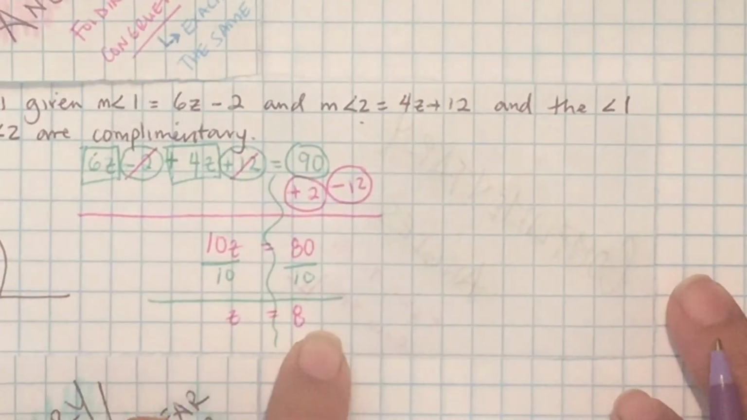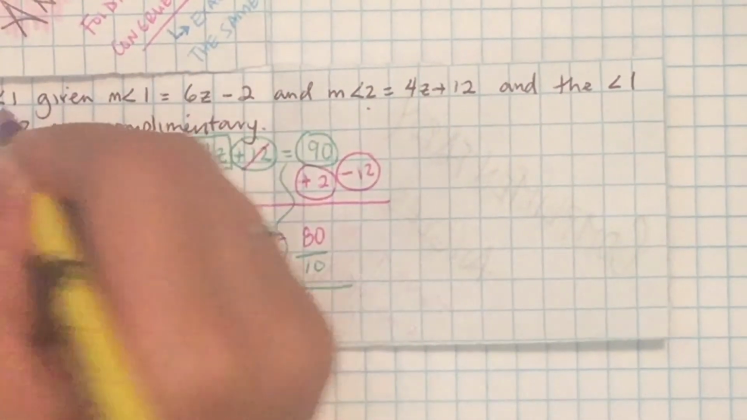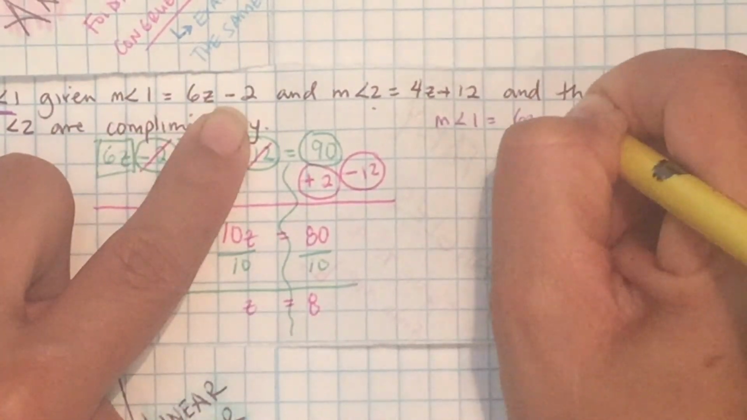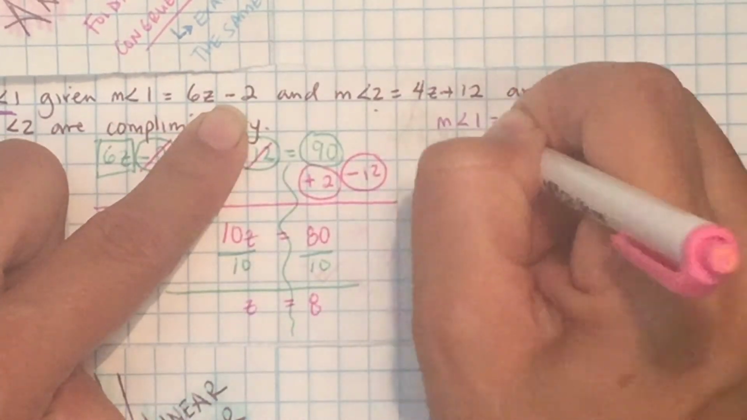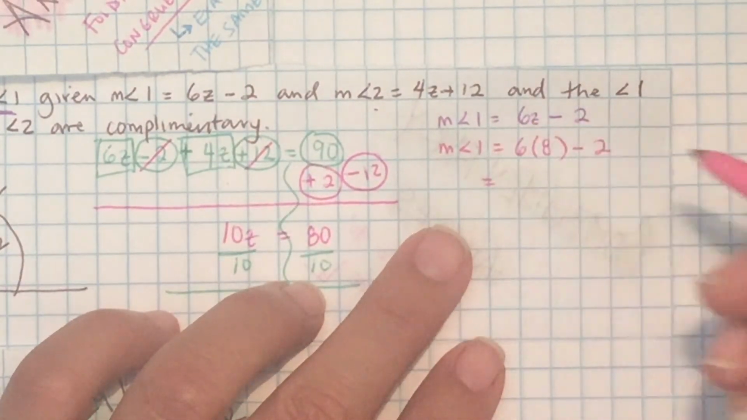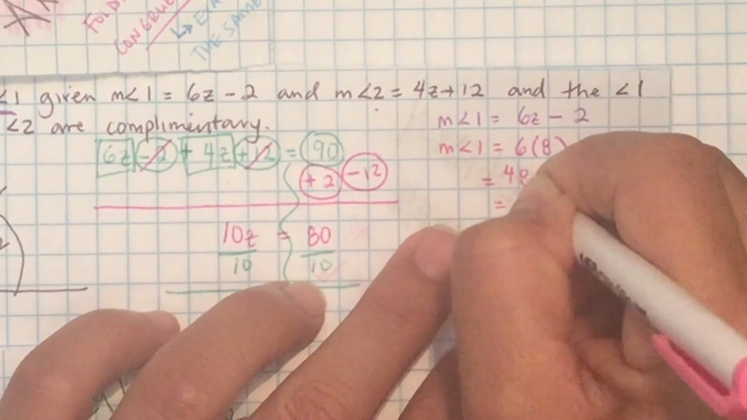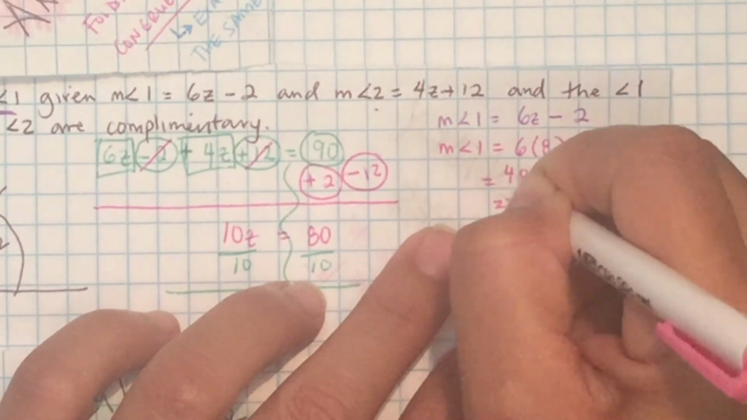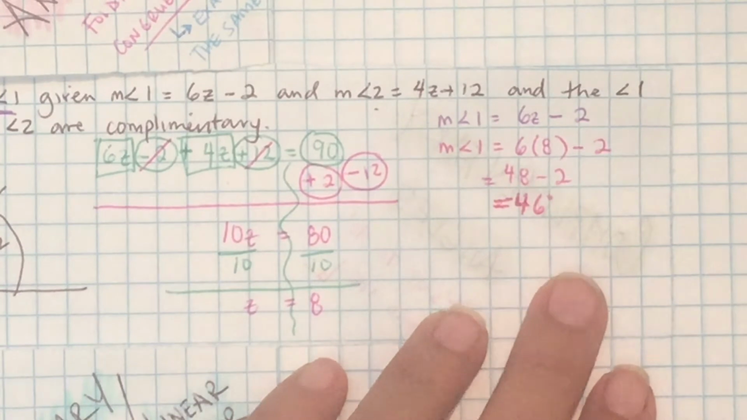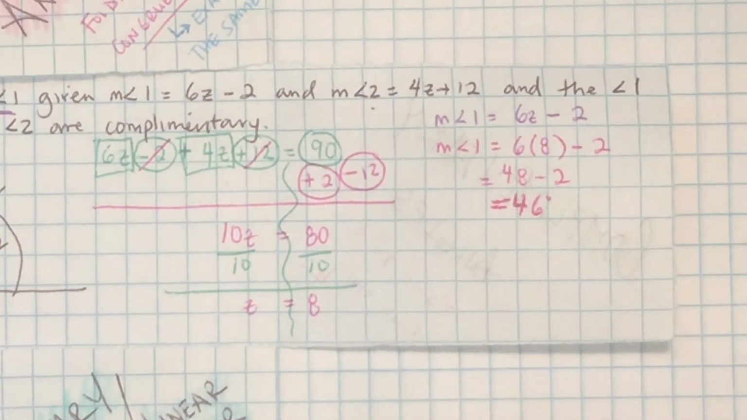So the question was find the measure of angle 1. Well, I haven't answered that because I just found z. So I have to find the measure of angle 1, which is 6z minus 2. So wherever you see a z, you're going to put 8. So it's 6 times 8 minus 2, which is going to give you 48 minus 2, which gives you 46 degrees. So the measure of angle 1 is 46 degrees.